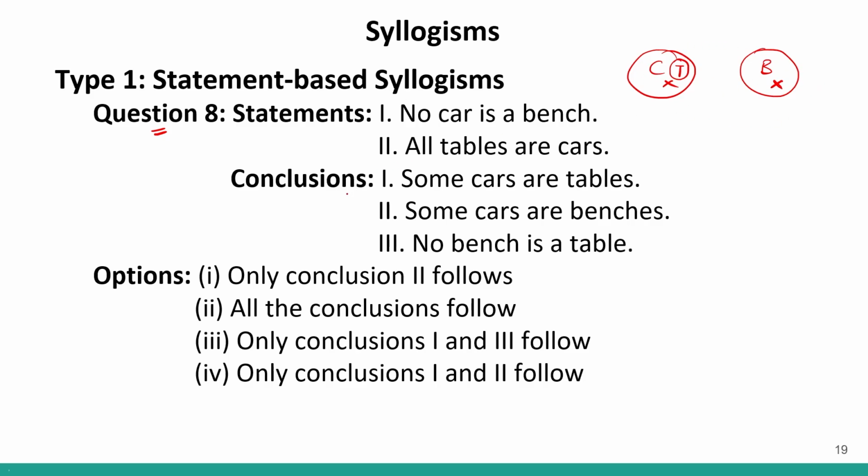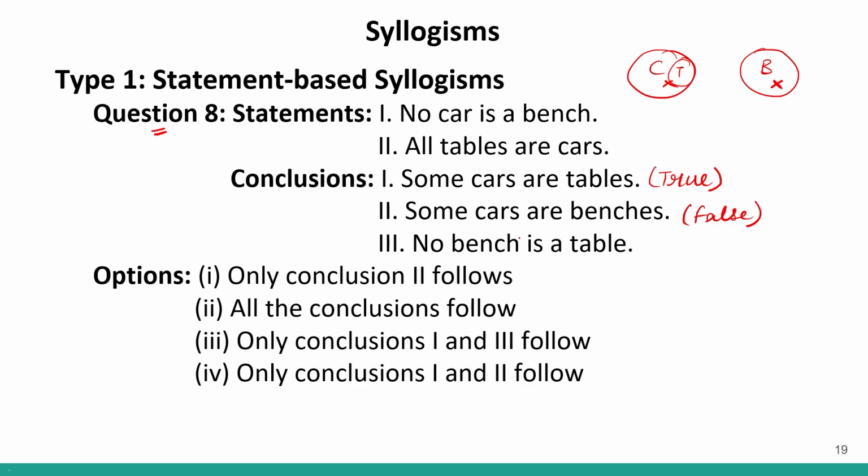Based on this diagram, let us look at the conclusions. Conclusion 1 says some cars are tables. So obviously there is this portion that some cars are tables. So this is true. Conclusion number 2 says some cars are benches. This is definitely false, because cars and benches are not overlapping with each other. So this is definitely false.